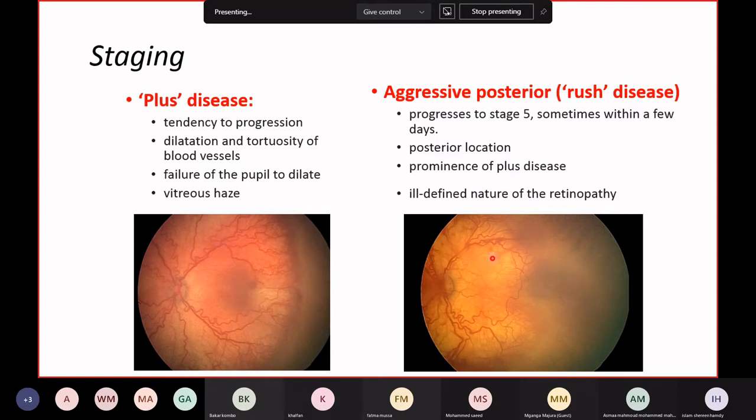There is something called the rush disease or the aggressive posterior ROP. This is a very severe form of the disease. It's characterized by ill-defined vascularization. So there are not only the normal vessels, but there are some irregular capillaries there, and it's very posterior in location. So it's just in zone 1, and those patients are very dangerous because they can progress to retinal detachment very, very quickly. So you need to be very aggressive while treating those patients.